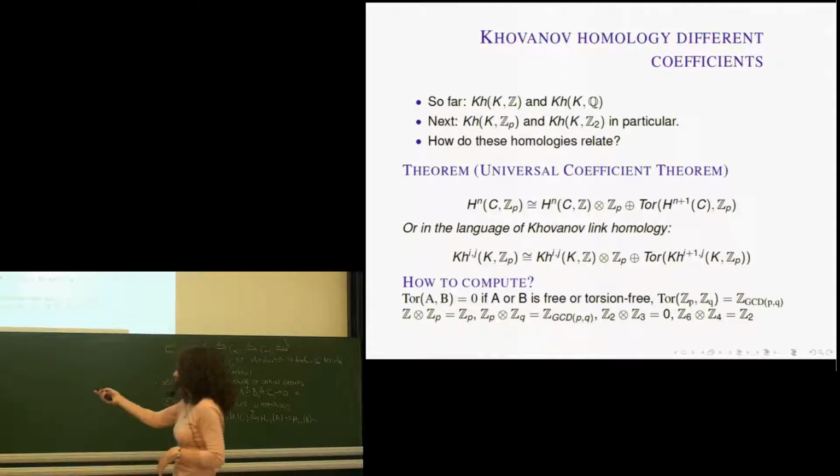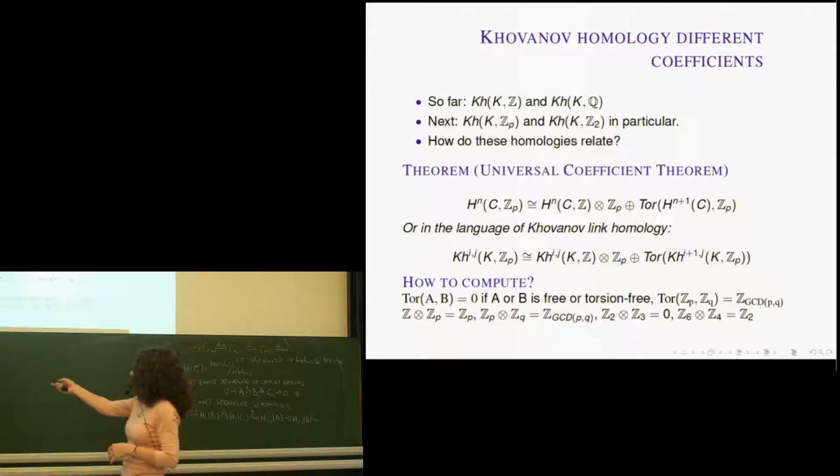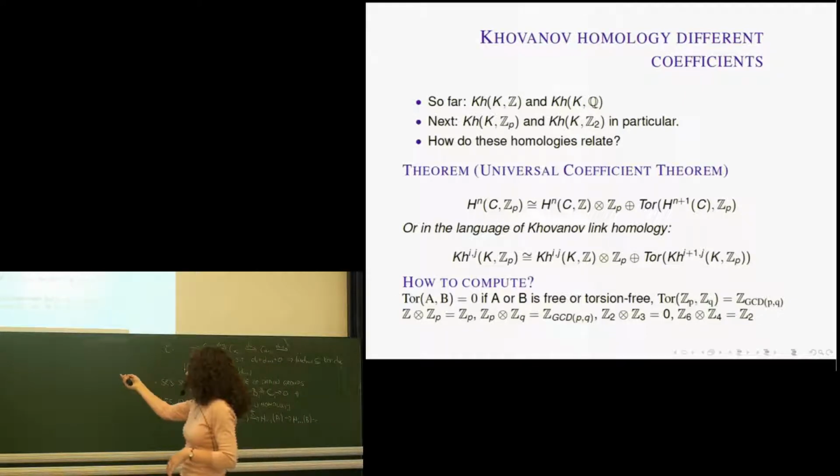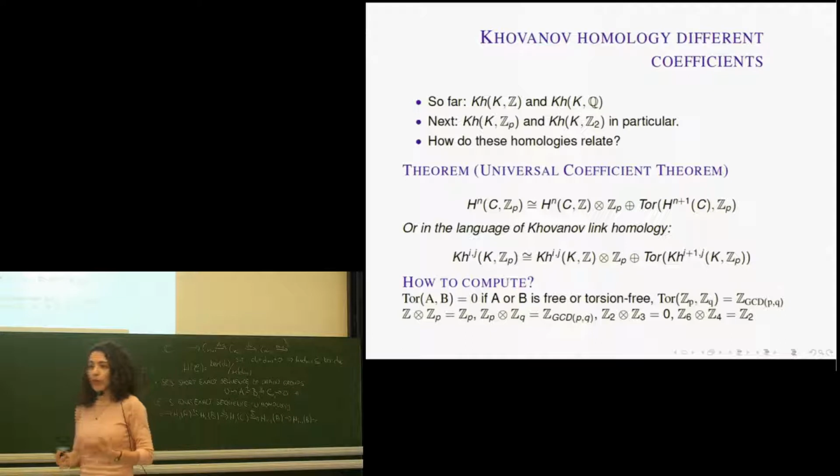Well, here's a little intro on how to compute them. Basically, it's as simple as taking the greatest common divisor: Zp tensor Zq is Z of GCD of p and q. So for example, Z2 tensor Z3 is 0 because they have no common divisors, and Z6 tensor Z4 is Z2. Okay, so all I want to say is that it's not hard to compute these things.